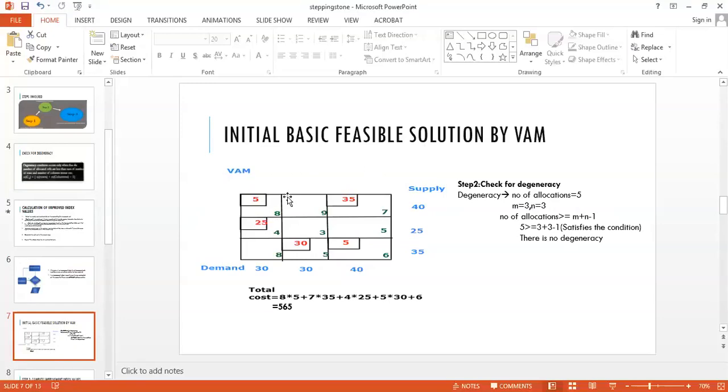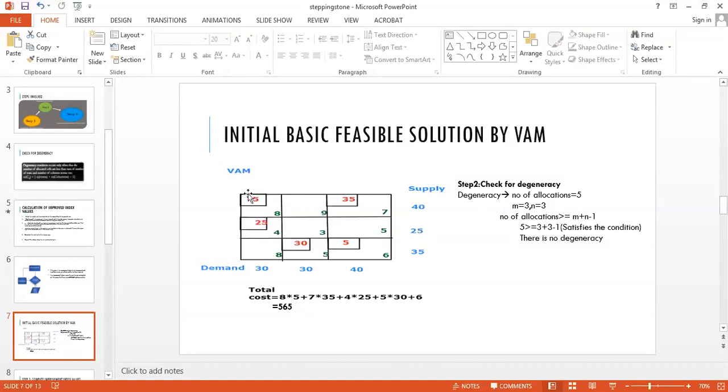Here I have taken the same example. In the previous class, we learned the Vogel approximation method, where the total cost obtained was 565, which was the better solution when compared to the northwest corner method and the least cost method.